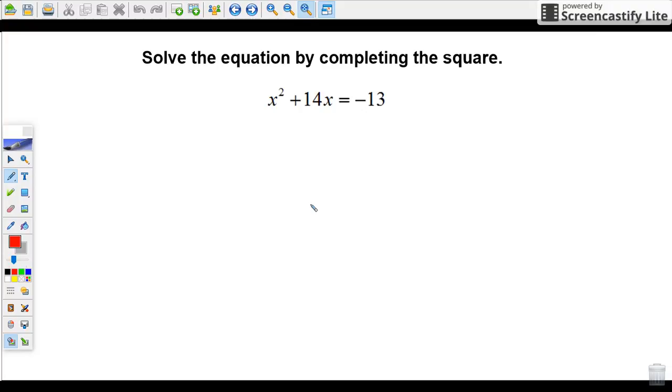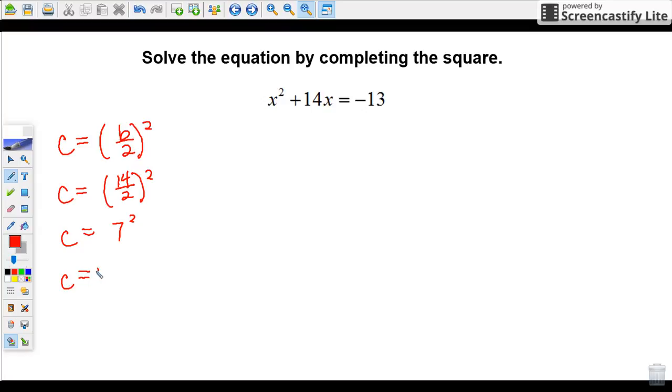So here's our first example. x squared plus 14x equals negative 13. First thing we have to do is figure out c, which we said is b divided by 2, squared. b is 14, so 14 over 2 squared. 14 divided by 2 is 7, so 7 squared is 49. So our c value is 49. This is what we need to add to the left side and to the right side.